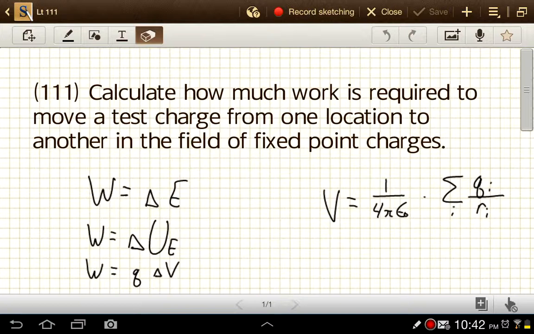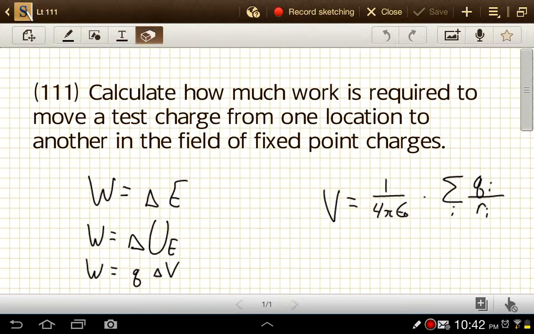In particular, we're going to assume that we have some arrangement of charges that are fixed in space, and we're going to move an extra charge relative to those ones that are fixed. So if we want to know the work that it takes to do that, we'll just use this definition that work is equal to the change in energy. Now here the energy type that's changing is electric potential energy.